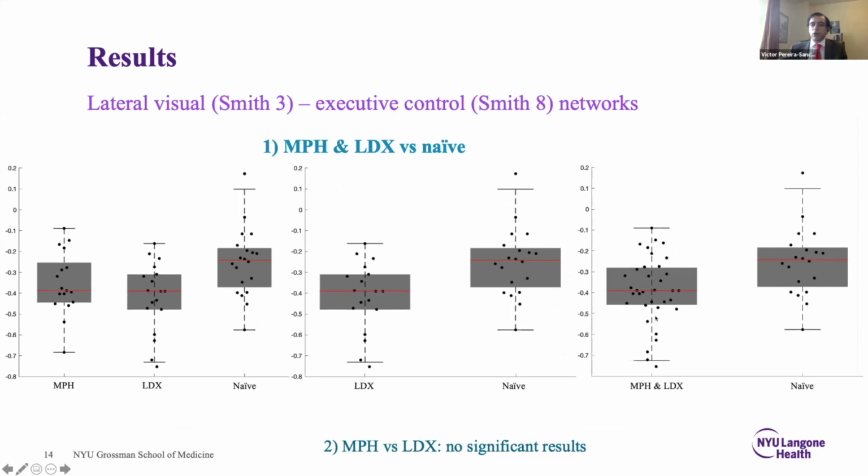These differences remained statistically significant when comparing only patients treated with dexamphetamine versus treatment-naive, but not when comparing only those with methylphenidate versus treatment-naive. Finally, the comparison between both treated groups yielded no statistically significant results. It's worth noting that our preprocessing did not include global signal regression.